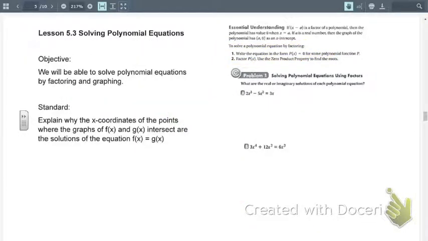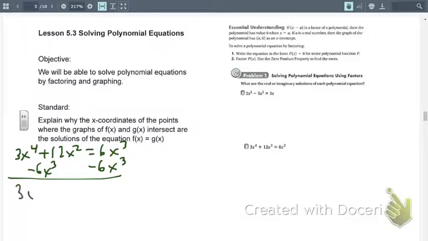Alright, in part B, we have 3x to the 4th plus 12x squared equals 6x cubed. Okay, now we want to get everything to one side, so subtract 6x cubed. So 3x to the fourth minus 6x cubed plus 12x squared equals 0.